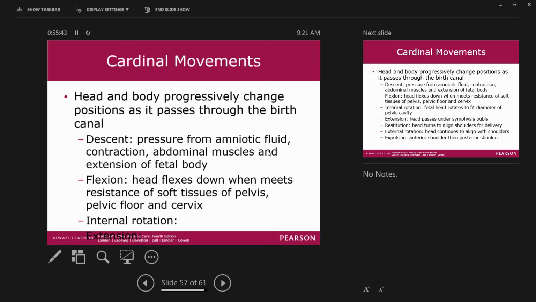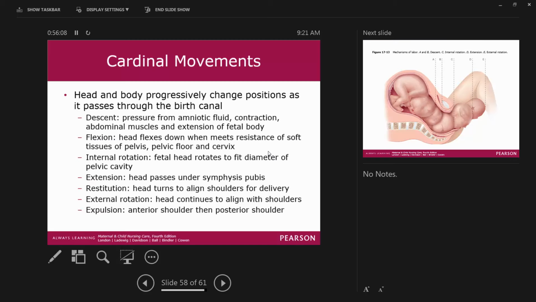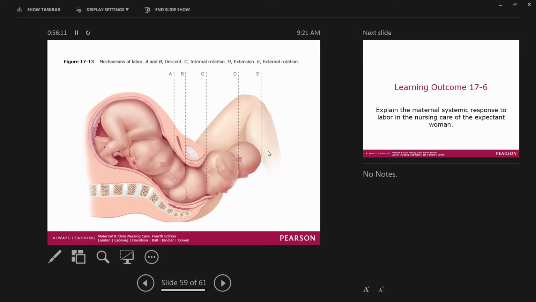Okay? Look through this cardinal movement. This is talking about how the baby's head, so the baby's right at the true pelvis, how does the baby move and turn and get down into the pelvis, under the pelvis bone, and out? That's what cardinal movements are. So look through those. Here's a picture of how the baby just kind of turns, comes out, and then turns back again.